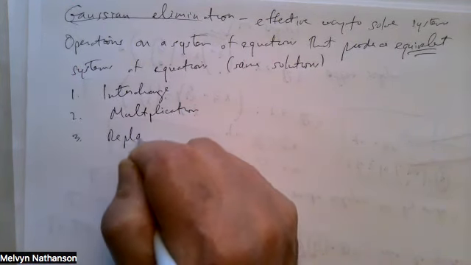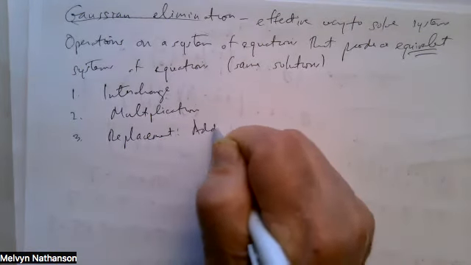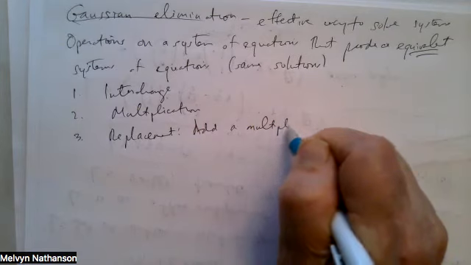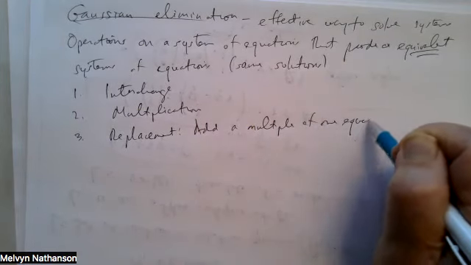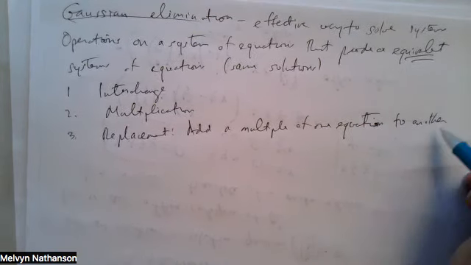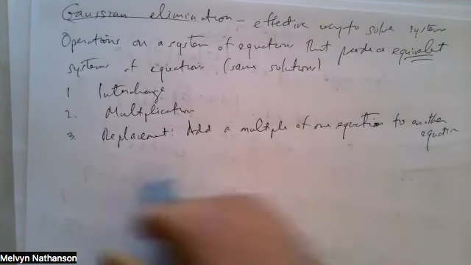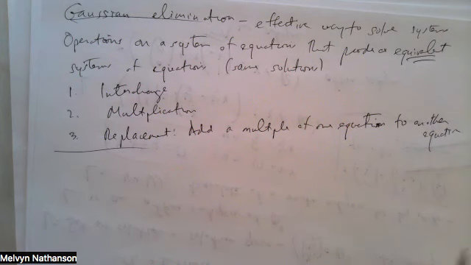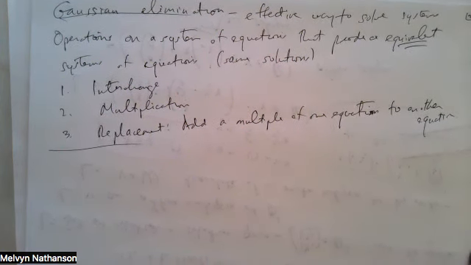And what I'll call replacement: you can add a multiple of one equation to another equation. So these operations on a system of equations give you new systems that are equivalent. And Gaussian elimination is a strategy to choose the sequence of operations in a way that simplifies your system to one where it becomes very easy to find all solutions. And that's discussed in great detail with many examples in the text.